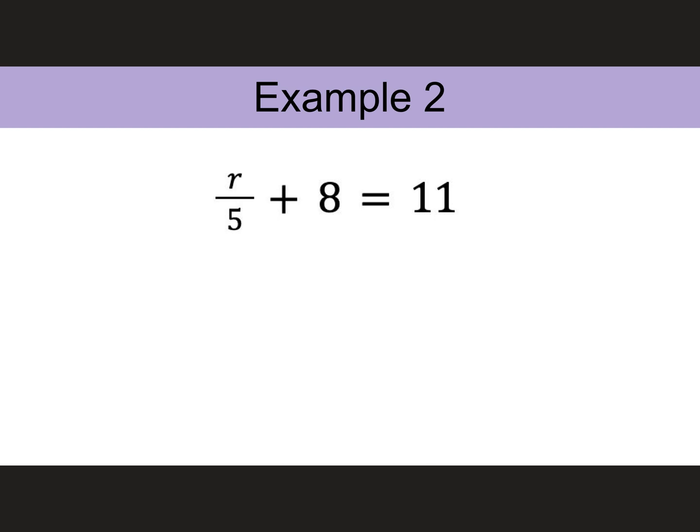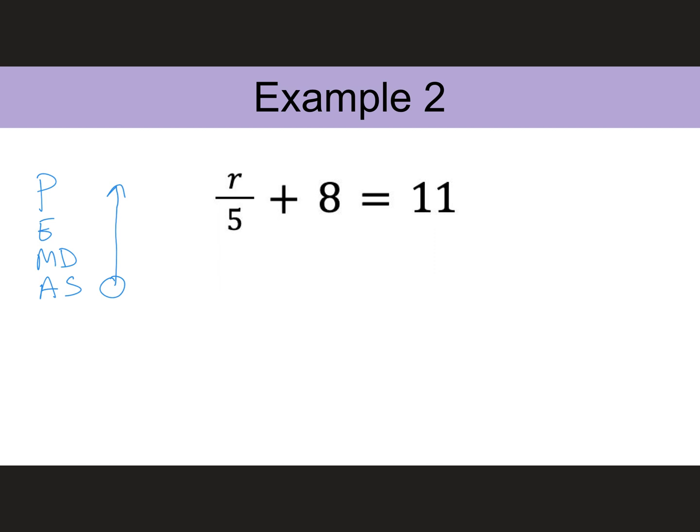All right, so example 2. Now, remember, we're going to start with the order of operations, but we're working backwards. So we're starting with addition and subtraction, and we move towards parentheses. So in this equation, I have r divided by 5, plus 8 equals 11.